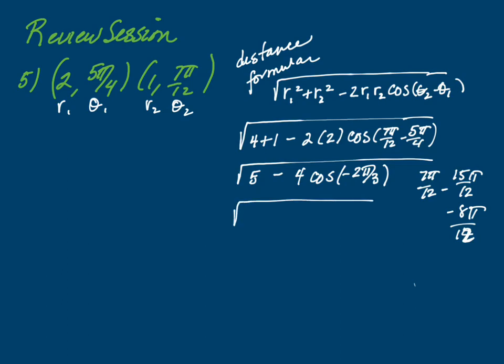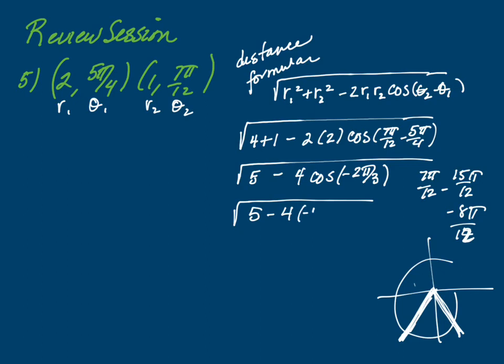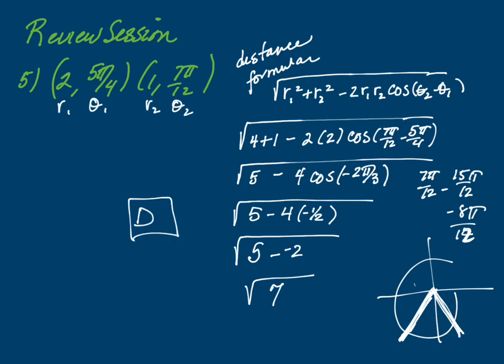So it's the square root of 5 minus 4 times cosine of negative 2 pi over 3. Here's negative pi over 3, and negative 2 pi over 3 is over here in the third quadrant. The cosine of pi over 3 would be 1/2, so here it is negative 1/2. So times negative 1/2, and you get the square root of 5 minus negative 2, which is the square root of 7. That looks like it's answer D on your review pack.